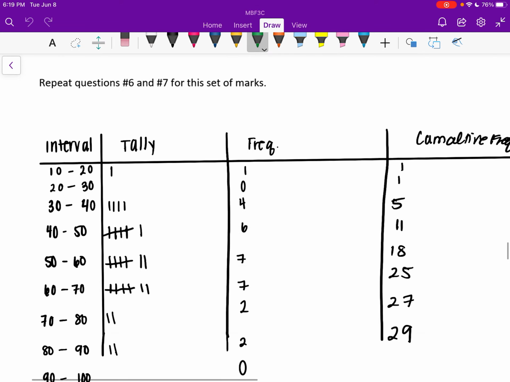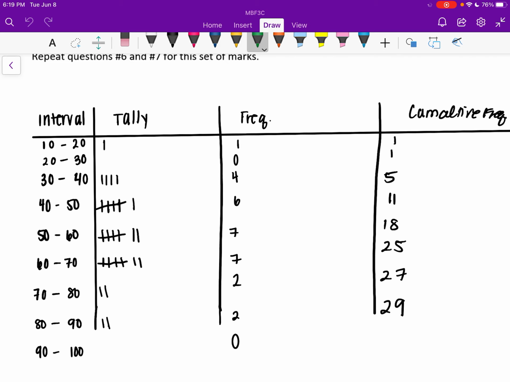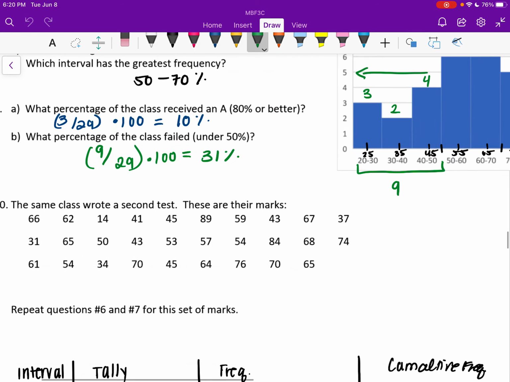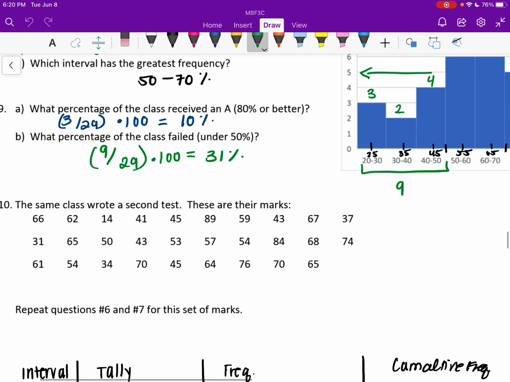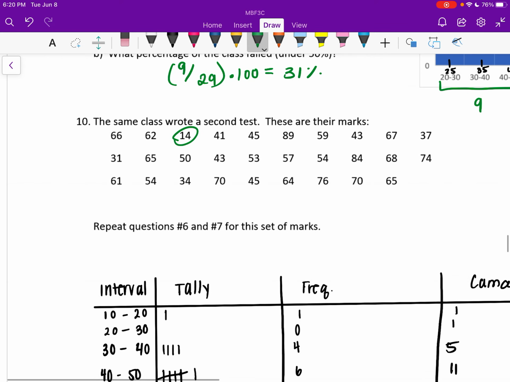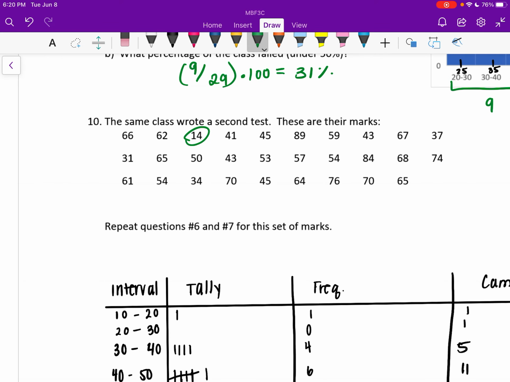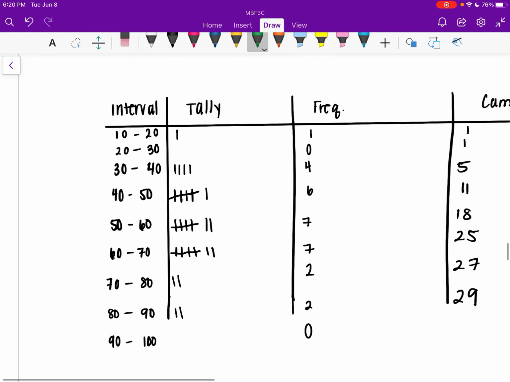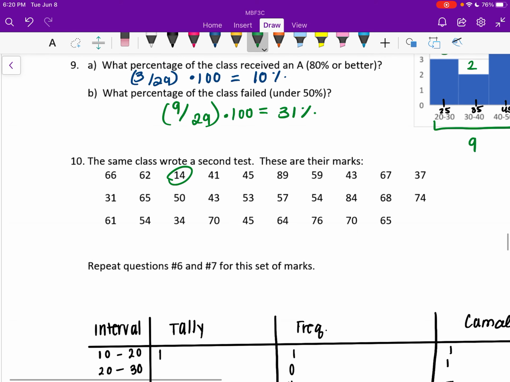I had our intervals. I decided to go the same with 10 intervals. I went up to 20, and that's just because I had somebody in this class score below a 20%. I think the lowest one in this class, this isn't my class, was 14% out of 100, right? And then the highest mark in the class was, I believe, a 90, or an 89, something like that.